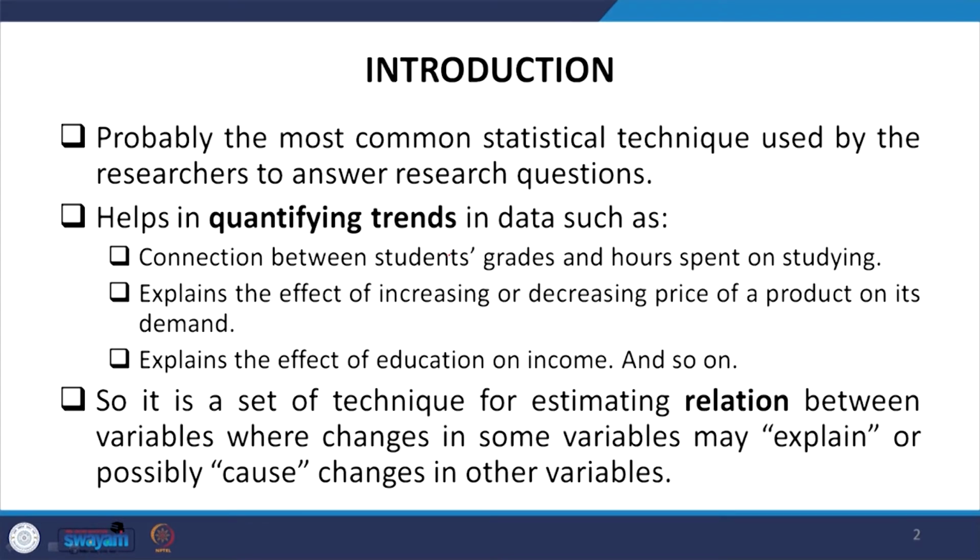Another example of linear regression is to understand the effect of education on income, and there are so many examples of such varieties where regression or simple regression is going to be useful. Regression is a set of techniques for estimating a relation between variables, where changes in some variable may explain or possibly cause changes in other variables. Basically, we are going to find out the relationship between one set of variables with another set of variables.